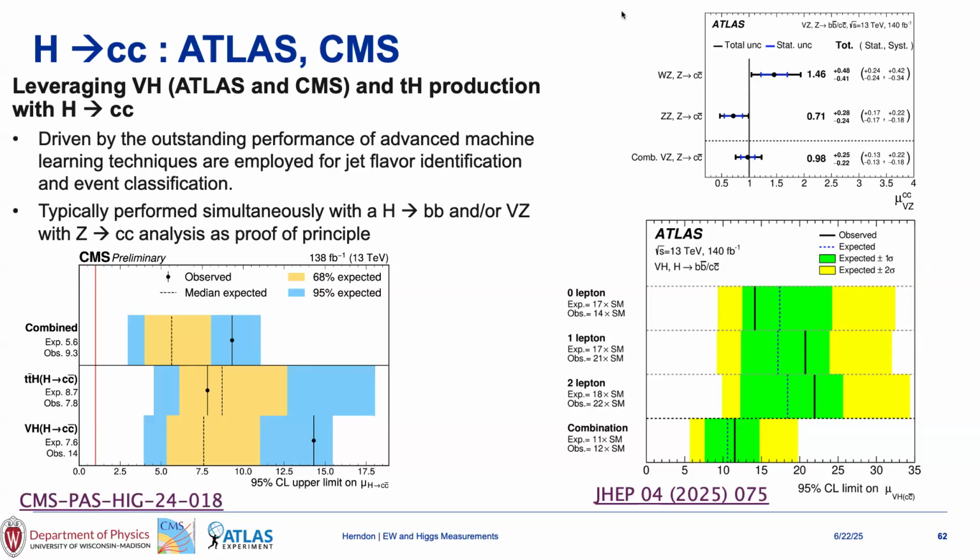So this is the analysis of VH for ATLAS. So this is the C results. And these are limits compared to the standard model. So expected to get a limit around 10 and instead see something about 11.5. So we're pretty far from the standard model still.